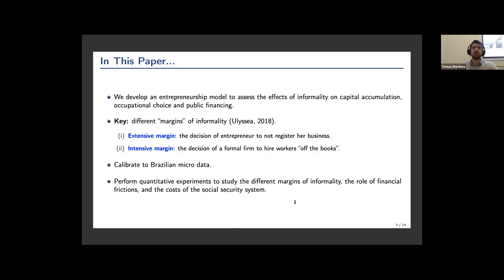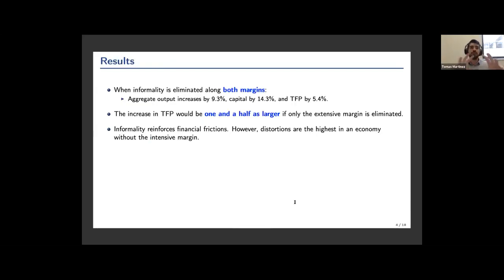I'm going to use that model to perform a bunch of quantitative experiments. Now, why those two margins are very important, and that's something that I'm going to concentrate on in this presentation, is because they have different implications for the economy. So first of all, in this simple model economy, informality will have a negative effect. So if you eliminate informality, we're going to have a positive output effect and an increase in TFP in general. But the extensive and the intensive margin will have completely different effects, right?